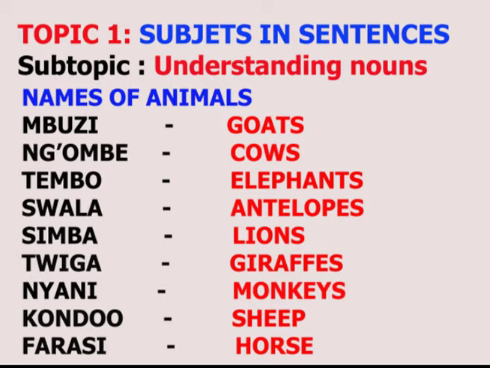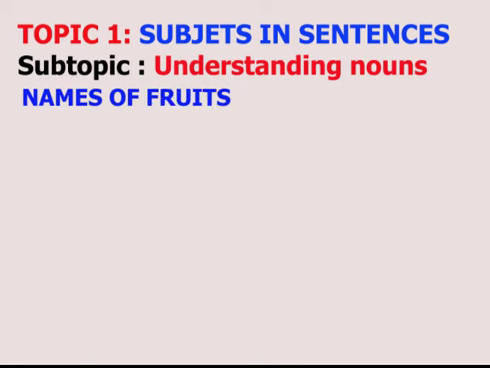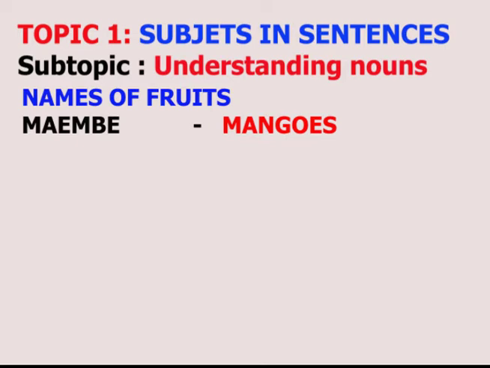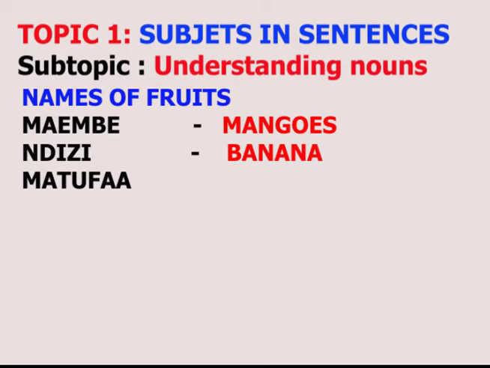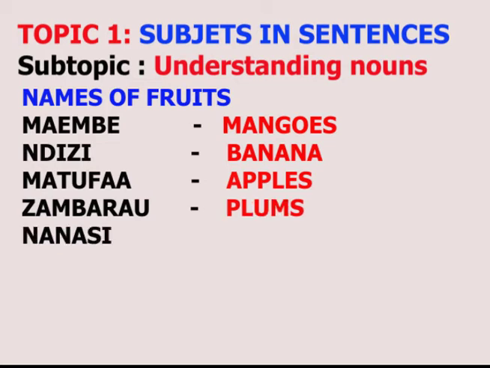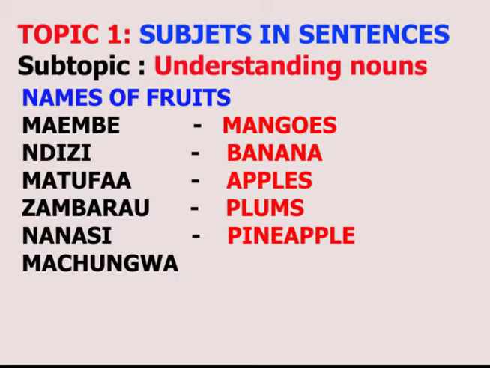But also nouns can be names of fruits, for example. In Swahili we have so many different kinds of fruits. For example, maembe, which in English is mangoes. We can also have ndizi, which in English is banana. We can have matufaa, which in English is apples. We can also have zambarau, which in English is plums. We can have nanasi, which in English is pineapples. Machungwa in English is oranges.